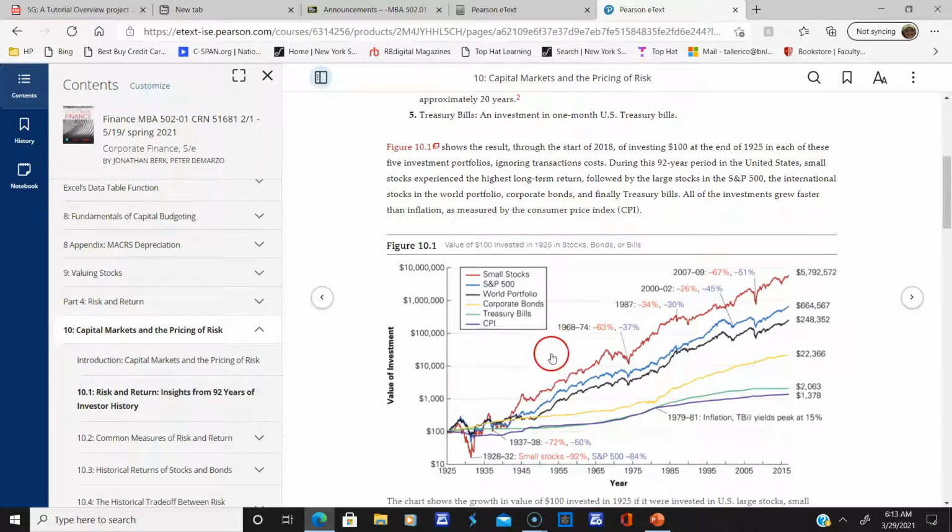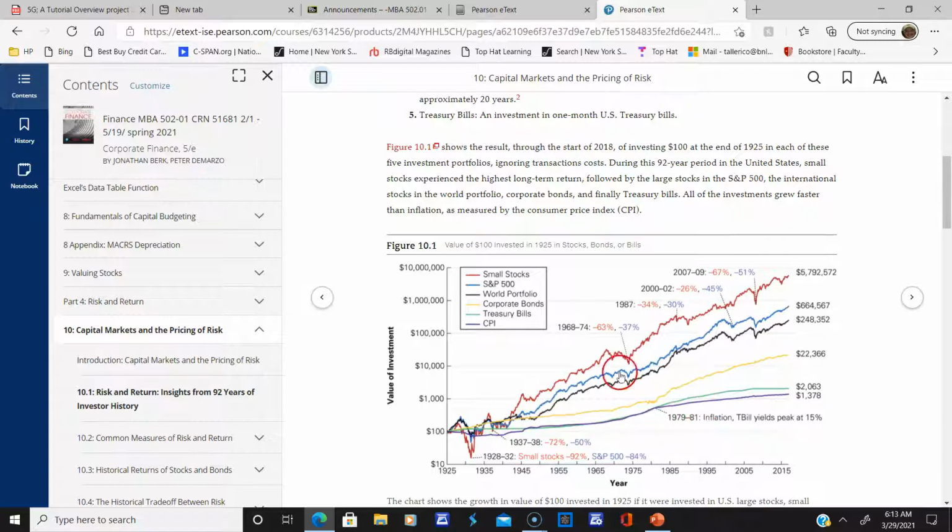And you can obviously see, if you want to make money, the value of $100 invested in 1925 in stocks, bonds, or bills, the red here is the highest, and you've got to be in small stocks. But what you're going to find out is that's the most risky, okay? And here's the S&P 500. But this is the real, look at the difference. It's a factor of 10, right? Almost $6 million if you would have invested $100 in 1925.